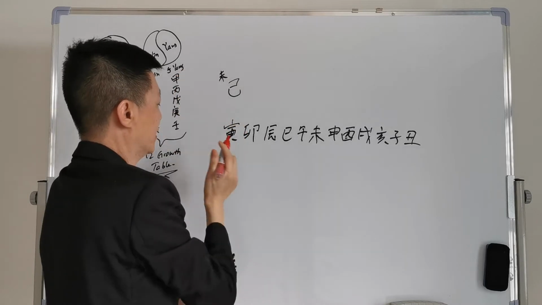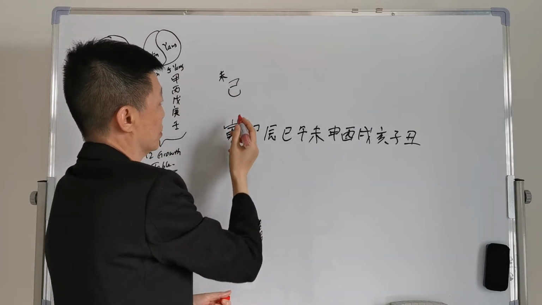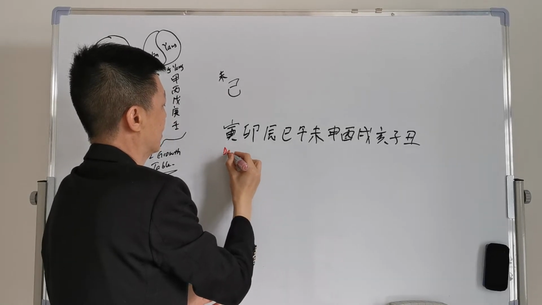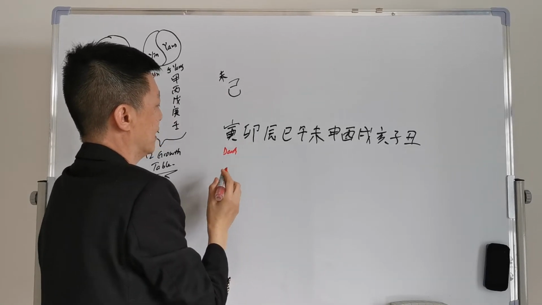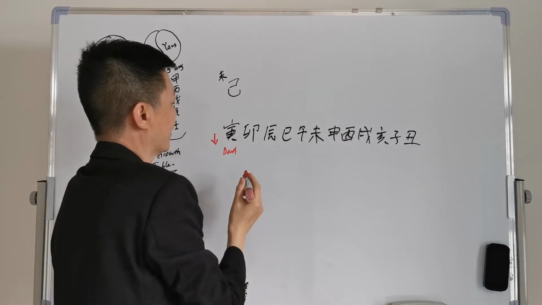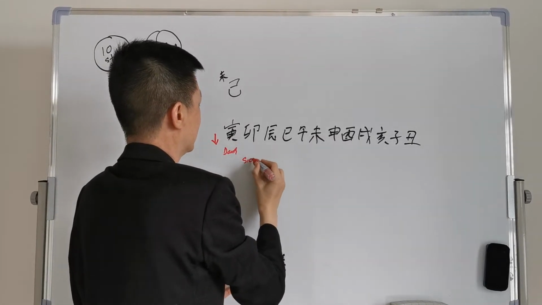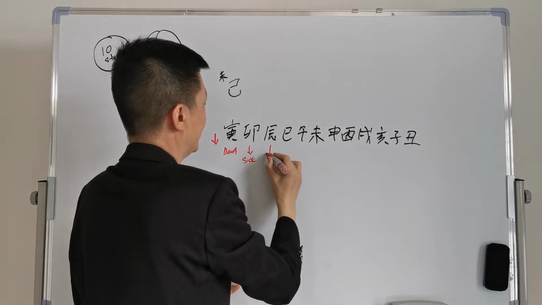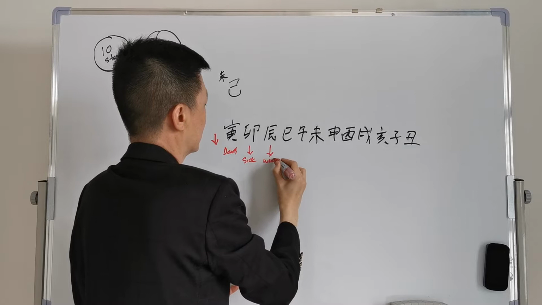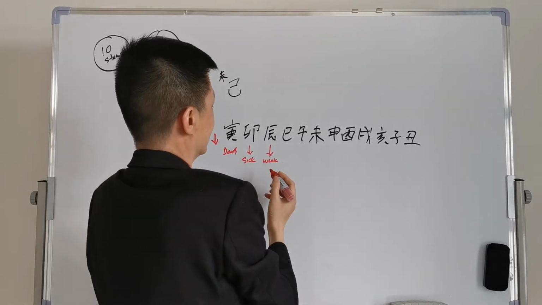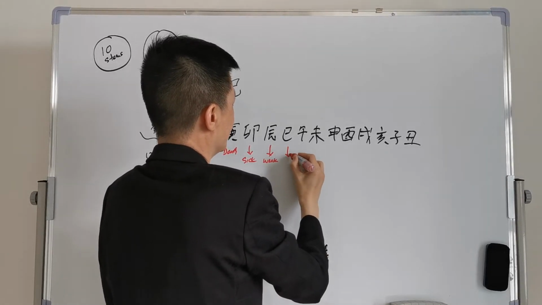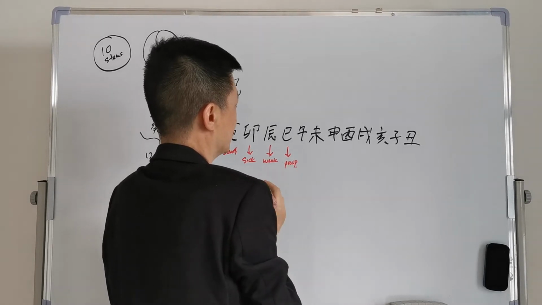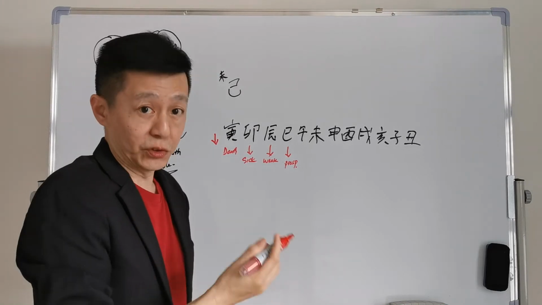In the 12 growth, from the tiger to the goat, for the day master, this is death. Okay, death, no strength. Followed by sick. Okay, no strength. Then this is weak. After the weak, you get prosperous. Okay, prosperous. Prosperous is strong.